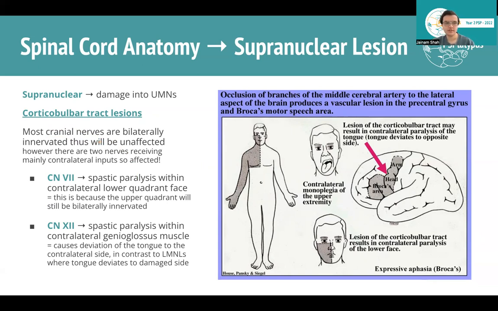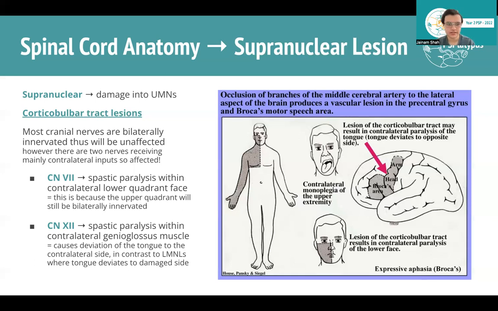But remember those 2 nerves that we said are only going to be able to get input from one side, the contralateral side. So that's CN VII, cranial nerve 7. What ends up happening because of that is you get spastic paralysis within the contralateral lower quadrant of the face. The upper quadrant doesn't get affected because it's still bilaterally innervated. And then you have cranial nerve number 12, which leads to spastic paralysis within the contralateral genioglossus muscle of the tongue.